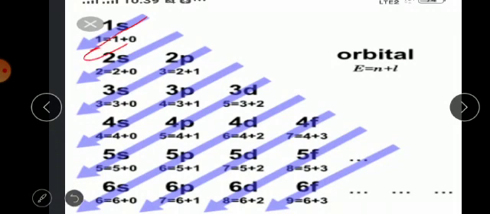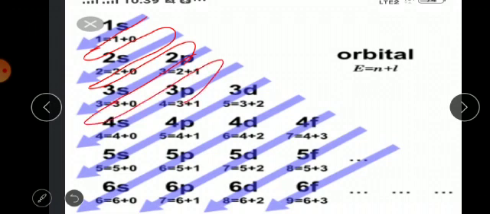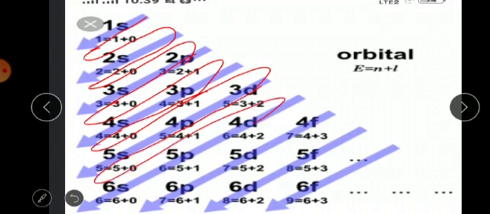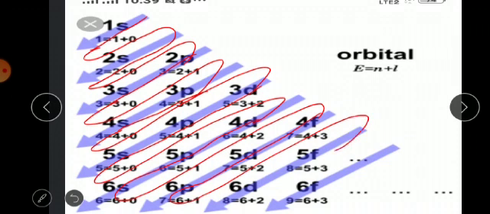The electrons fill the 1s, then they move to the 2s orbital, again to 2p, and then come to 3s. Again it moves to 3p, then 4s, then it moves to 3d, then 4p, again 5s, then 4d, 5p, 6s, 4f, 5d, 6p, then 7s, 5f, 6d. So this is known as the n plus l rule. This is how the electrons are arranged according to the Aufbau principle.